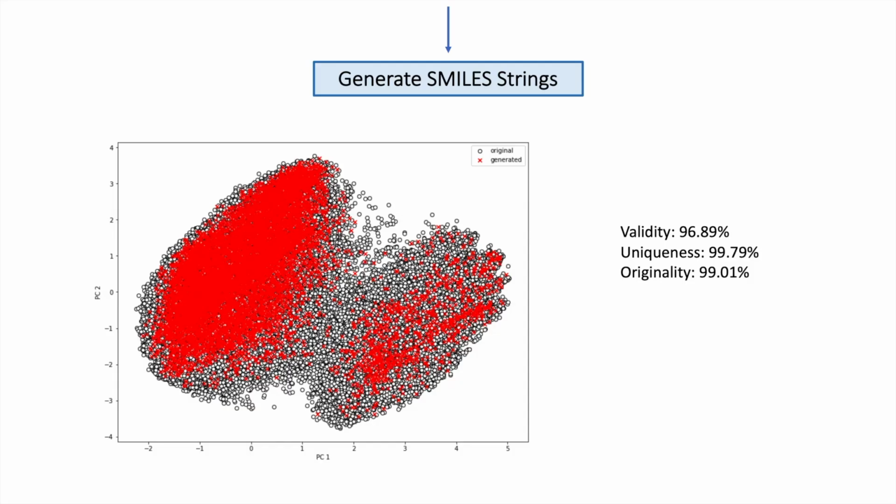PCA was performed to compare the generated molecules and the original molecules. So the generated molecules are shown here in red, and the original molecules are all the circles. Both of them are in the same chemical space, which is a good thing. The performance of the model was evaluated, and the validity, uniqueness, and originality are all pretty high, which means that the molecules are not duplicated and they are valid SMILES strings, they are valid molecules.